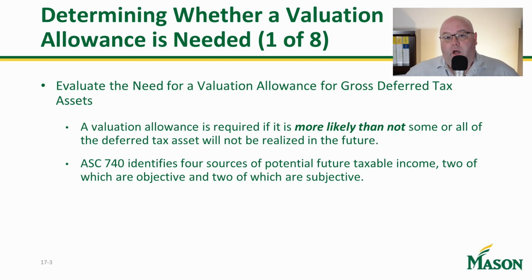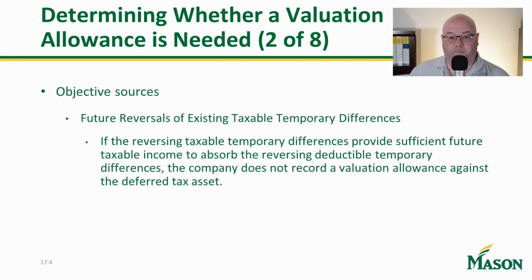in the future. And so ASC 740 actually requires 4 sources of potential future taxable income, 2 of which are objective and 2 of which are subjective. The objective sources are, first, future reversals of existing taxable differences. If the reversing of the taxable difference provides sufficient future taxable income to absorb the reversing deductible temporary differences, the company does not record a valuation allowance against the deferred tax asset.